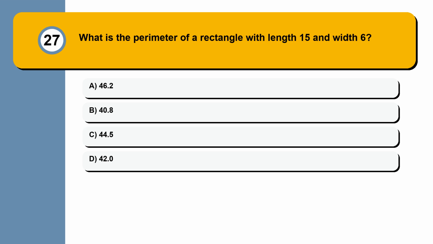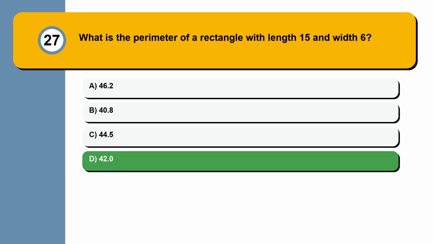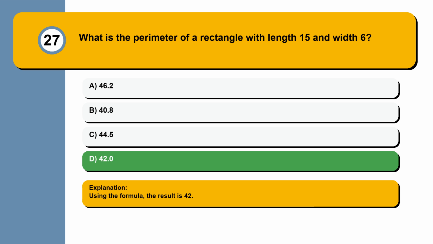Question 27. What is the perimeter of a rectangle with length 15 and width 6? 46.2, 40.8, 44.5, 42. Using the formula, the result is 42.